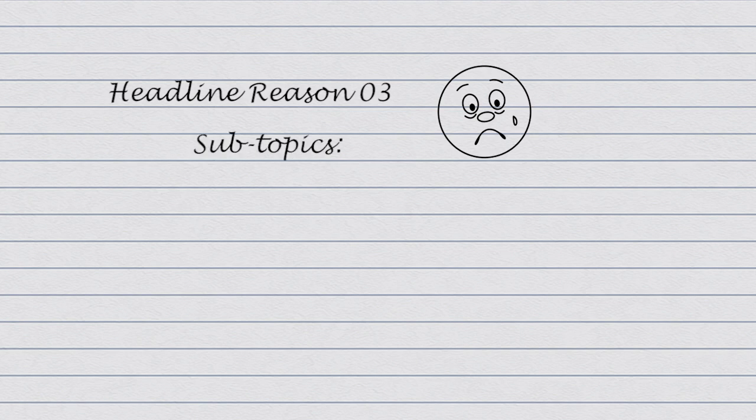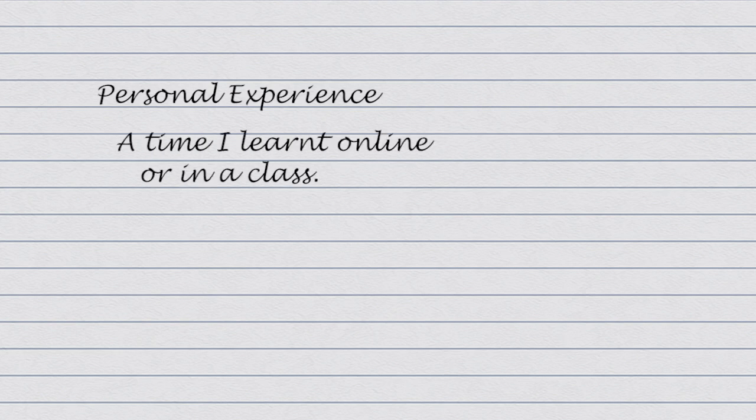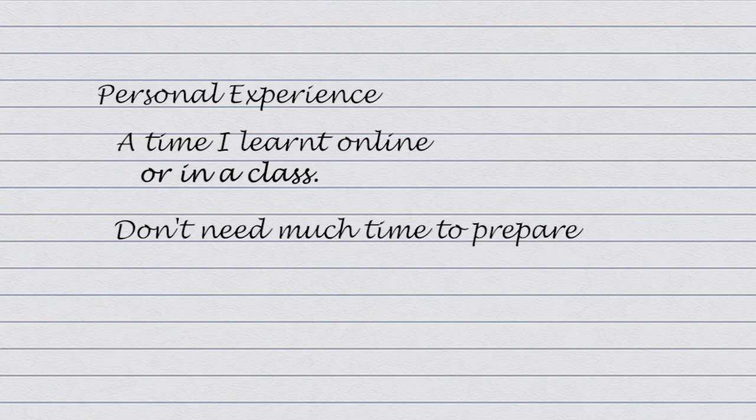Now we go back looking for a third reason. If you can't think of one and you believe you don't have enough material, there are two subtopics you can always rely on: personal experience and alternatives. A personal experience could be an example of a time you learnt online or in a class. Personal experiences need little preparation because the details are already in your head.